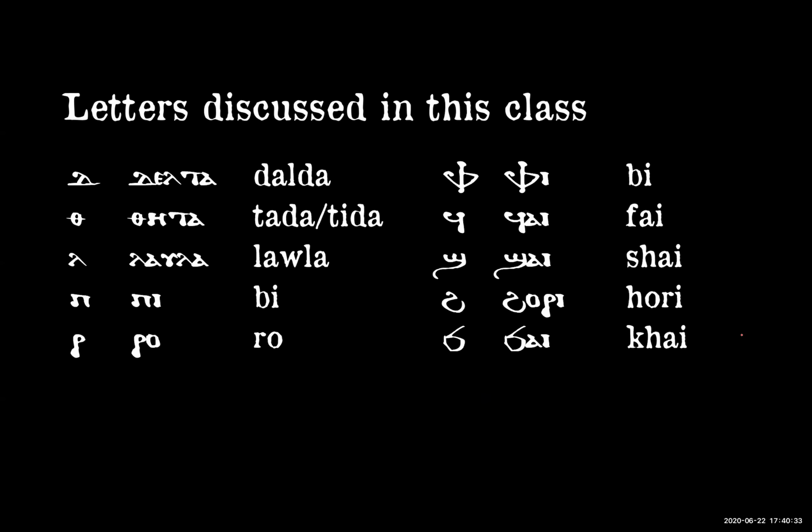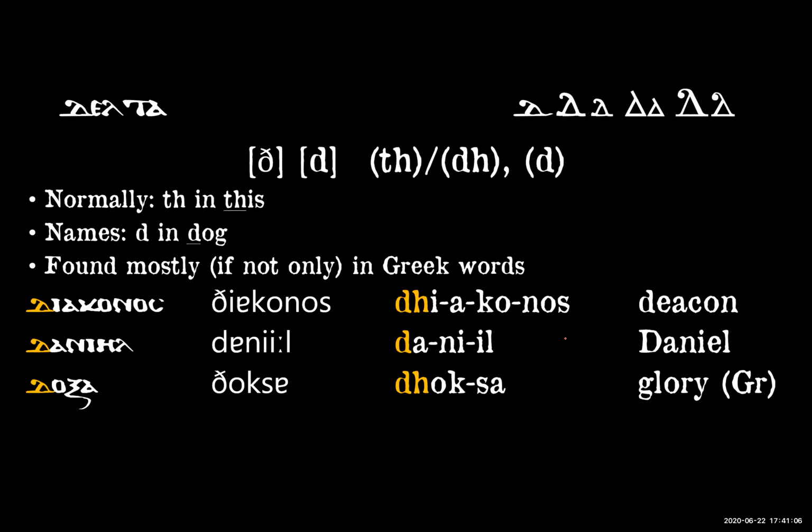We have Dalda, Tada, Laula, Bi, Ro, Bi, Fi, Shai, Hori, Chai. Notice in the old pronunciation, these two letters had the same name. It's because they had the same sound. So it was hard to differentiate them back then. But when you learn the sounds they make now, you'll be able to read the names in what should be their current pronunciation.